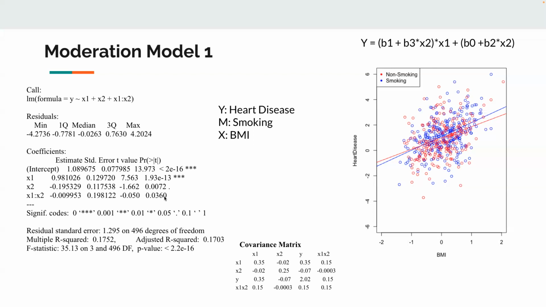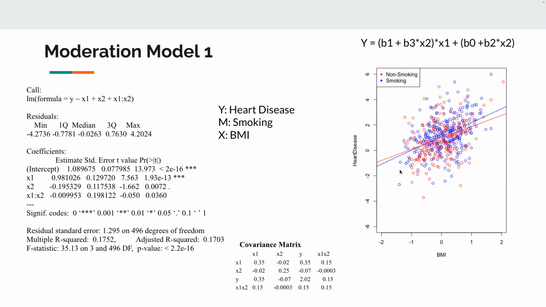Here we can see that our intercepts are significantly different from 0. So when x equals 0, or when the participants don't smoke, it has a different slope than when x equals 1, or when our participants do smoke. In this instance, we can see that the blue line signifies that the patients that smoke appear to have a stronger effect on the relationship between BMI and heart disease, because the slope of the line increases more. It's got a bigger slope than the non-smoking does.